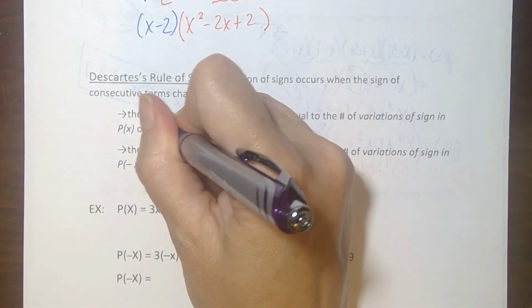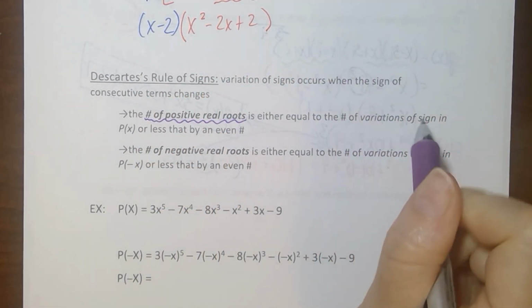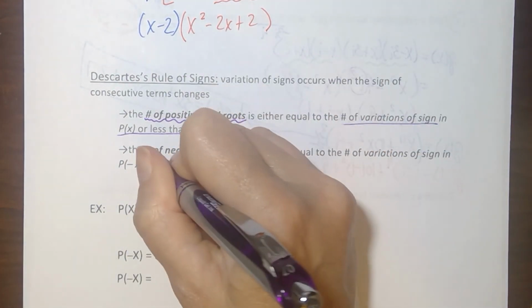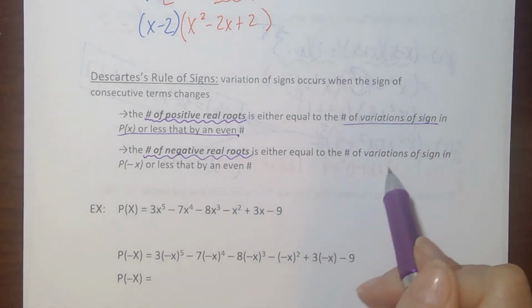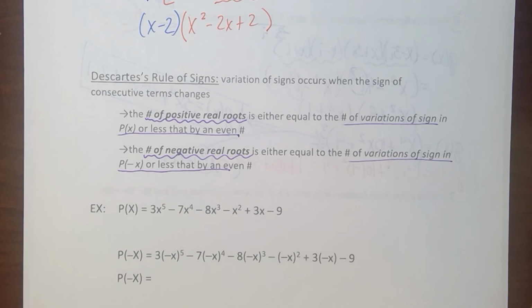It tells me that the number of positive real roots is going to be equal to the number of variations of sign in p of x, or less than that by an even number. The number of negative real roots is going to be equal to the number of variations of sign in p of negative x, or less than that by an even number.